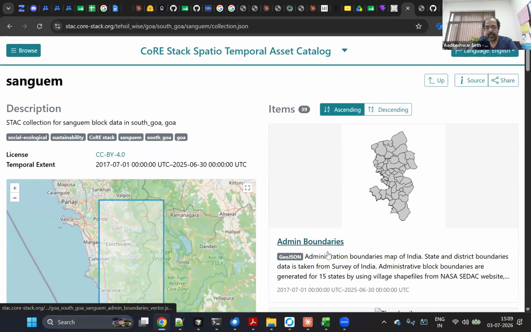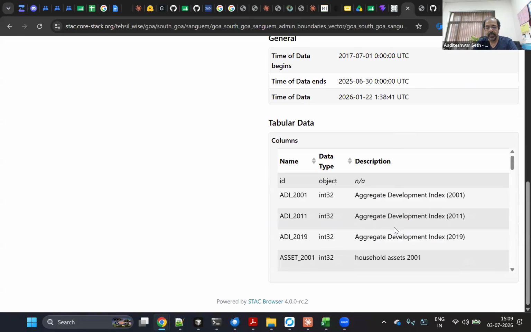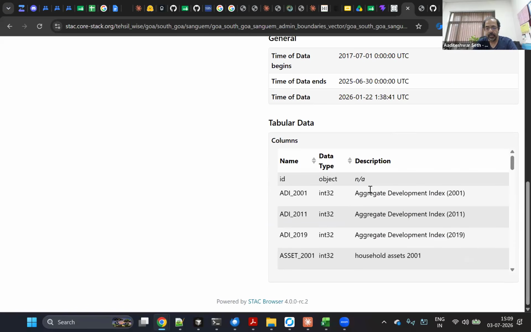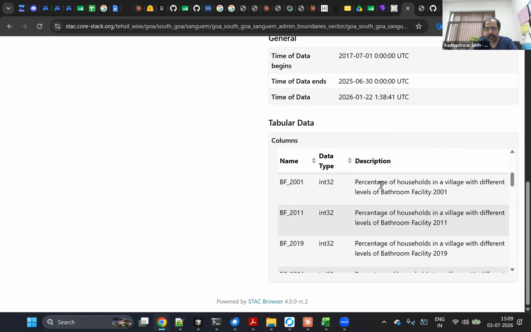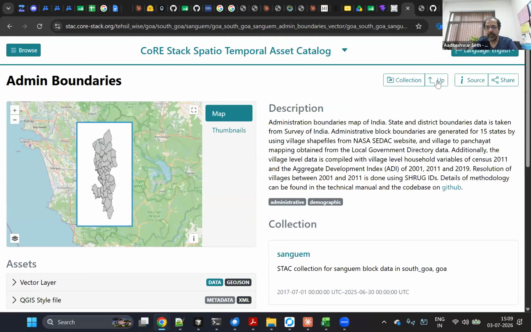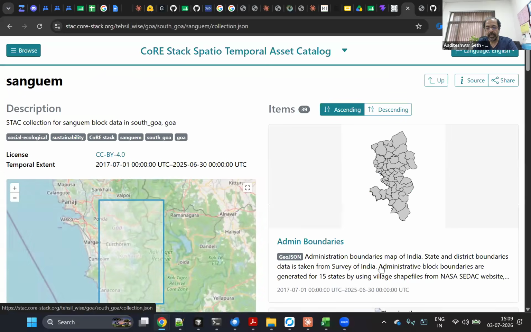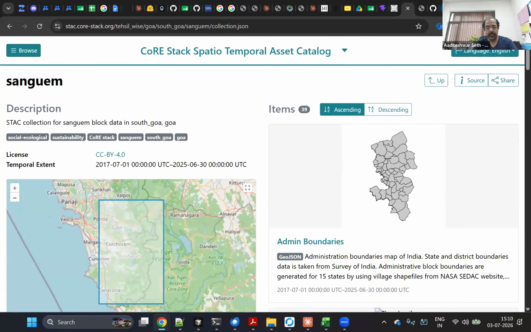But in this way, there are administrative boundaries where the entities are villages, and it talks about the development index of the village across different years, and the percentage of households with different levels of access to bathroom facilities, and so on. This data, for example, was brought in from the census, and the cropping intensity data was brought in from land use land cover layers.